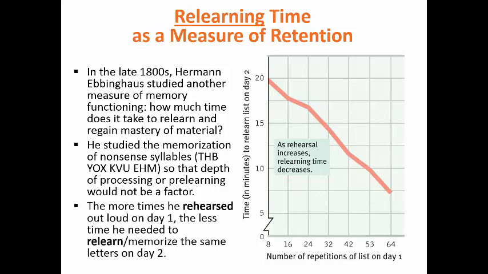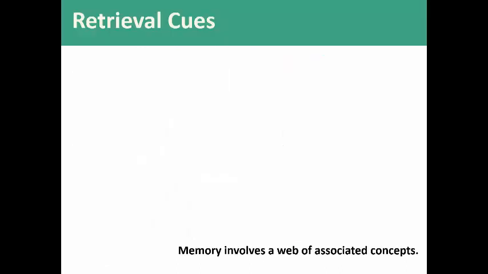The more times he rehearsed out loud on day 1, the less time he needed to relearn, to memorize the same letters on day 2. So you can see that as the number of repetitions increased, the time to relearn the list on day 2 decreased. And so basically he found that by regurgitating the information out loud, he was able to learn it, and then it took less time to relearn it in subsequent days.